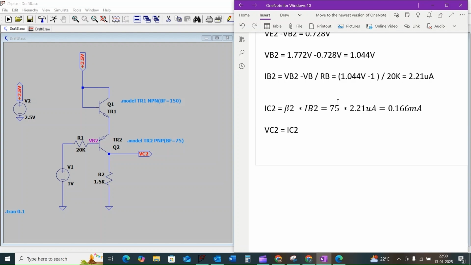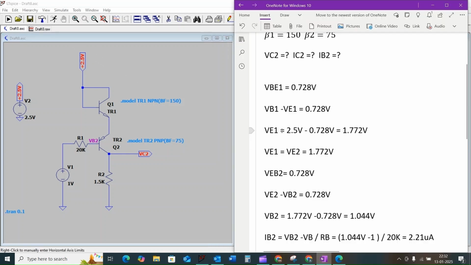Therefore, the voltage across the collector terminal of the transistor Q2, VC2, is equal to IC2 into the resistance at the collector terminal, which is RE2, that is 0.166 milliamps into 1.5 kilo ohm. When we simplify this, we get 0.249 volt. That means we are getting 250 millivolt at the collector terminal of the transistor Q2. That is verifying the circuit.